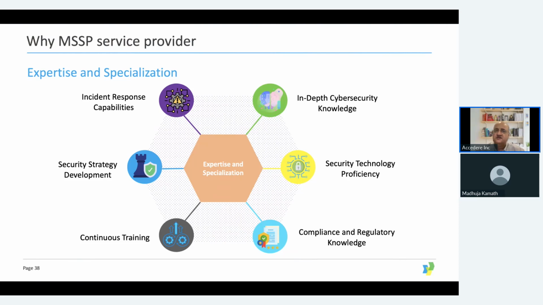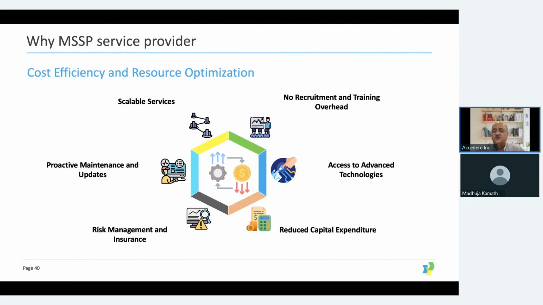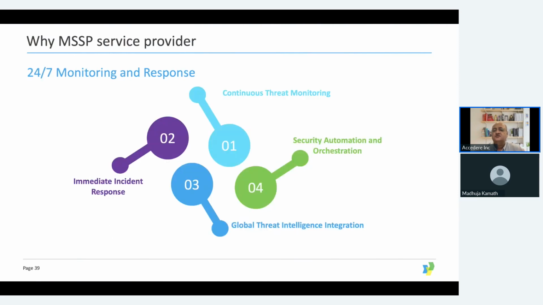We also provide CSOC services, so both aspects can be done under one umbrella. It's 24/7 monitoring and response that we need, and that is what we can provide you: both breach and attack simulation as well as CSOC services, which include immediate incident response. Continuous threat monitoring, security automation, and orchestration are part of our CSOC offering. Global threat intelligence integration is also part of our CSOC offering, and that is why we urge entities to use an MSSP like us to do this. Don't try and do it internally. If you don't have the resources, you may face a challenge, so outsource this activity to professionals like us.